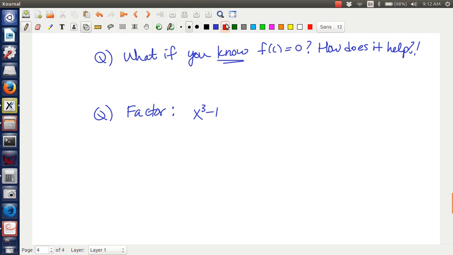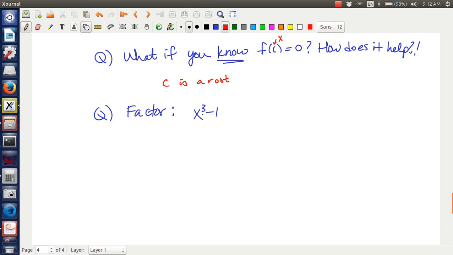What if you know that a function is 0 at a particular point c? So this is your x value. So this c could be 3 or 7 or whatever. How does this help? Well, we know c is a root even if f isn't a polynomial. Okay, but if it's a polynomial, then we can play magic.